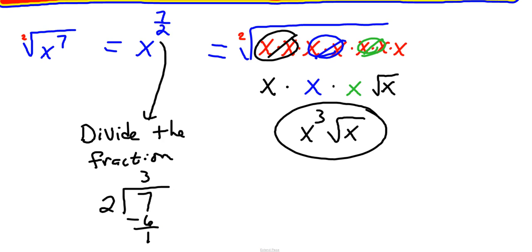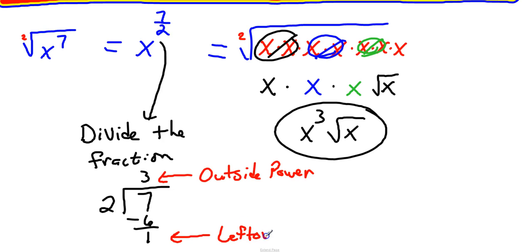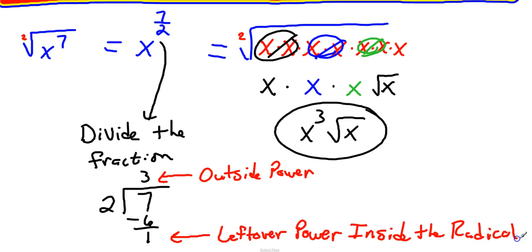Once you've divided this thing, however many times it goes, in this case 3, this is going to be your outside power. Whatever you have as remainder, that's going to be the number of variables you have left over on the inside. So that's going to be your power that's left over on the inside of the radical. And so back up here, that's where we've technically got x to the first power.